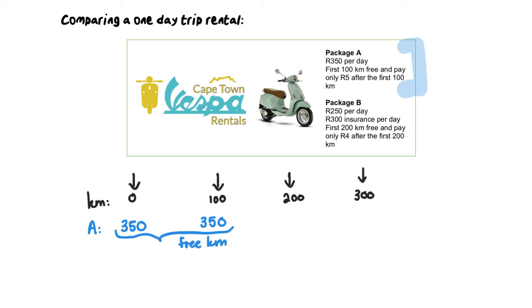But now from 100 to 200, then you do start paying per kilometer, and now it is 5 Rand per kilometer. But remember, because you only traveled for 100 kilometers in this section, at 200 kilometers you're only going to pay for 100 kilometers that you've driven. So let's write this calculation down. It's 350 Rand plus 5 Rand times 100 kilometers, because remember the first part was free, and that gives me 850 Rand.